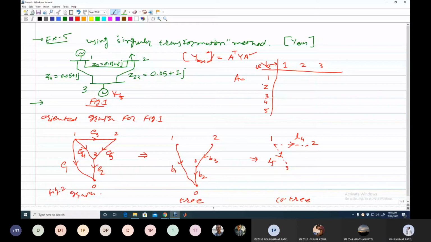So let's follow this tree and co-tree to formulate the bus incidence matrix. For the first element, which is connected between bus number 1 and the reference, here 1 to 1, you will get 1, then the rest of the elements are 0. The second element is connected between bus number 3 and 0. So here 0, 0, and 1. Clear?